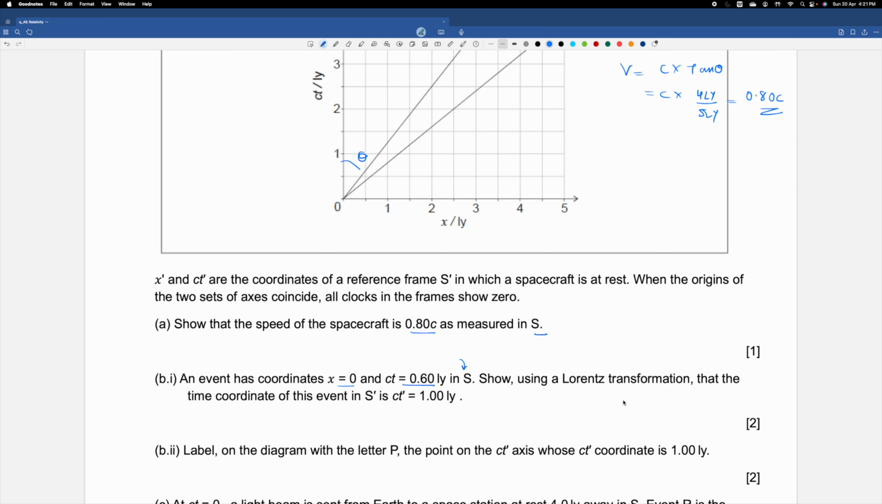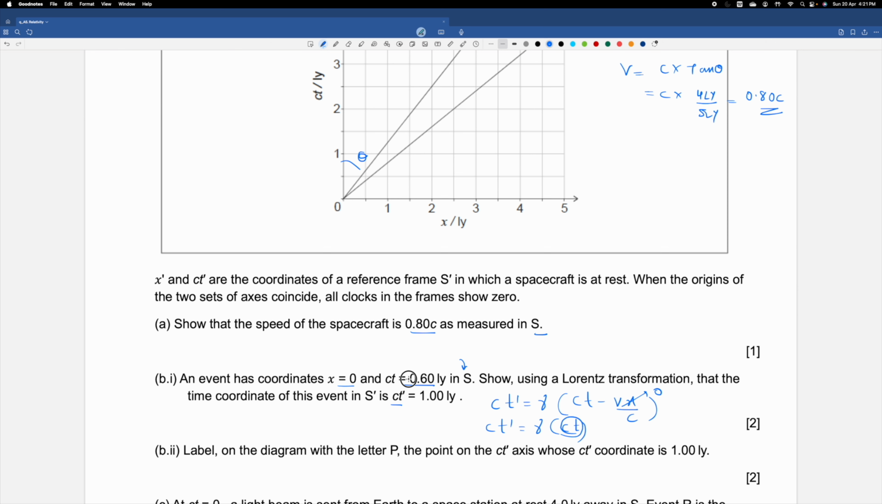Next, an event has coordinate x equal to 0, and ct is this with respect to the S frame. Show using the Lorentz transformation that the time coordinate of this event in S prime is ct prime. Now I'm going to use this Lorentz transformation, which is given as ct prime is equal to gamma times ct minus vx over c. The value of x is 0. That makes ct prime equal gamma times ct.